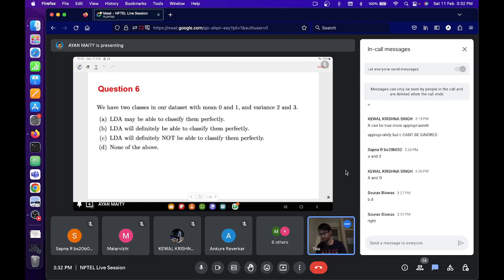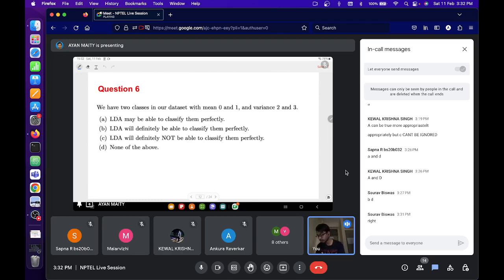This is the next question. This is again on LDA. We have two classes in our dataset with means 0 and 1 and variances 2 and 3. These are the four options. LDA may be able to classify them perfectly. LDA will definitely be able to classify them perfectly. LDA will definitely not be able to classify them perfectly. None of the above.